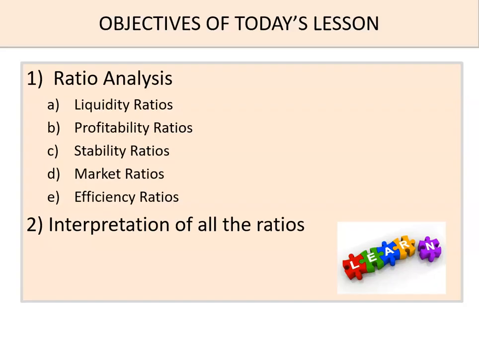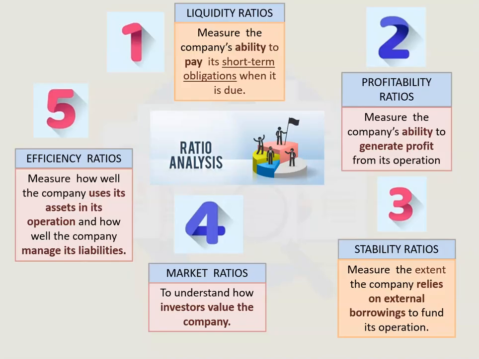The objectives of this lesson are really to go through the 5 types of ratios, and then to learn how to calculate them as well as how we interpret them. There are 5 kinds of ratios. The first one we will talk about is liquidity ratios, which measure the company's ability to pay its short-term obligations or debts when they are due.